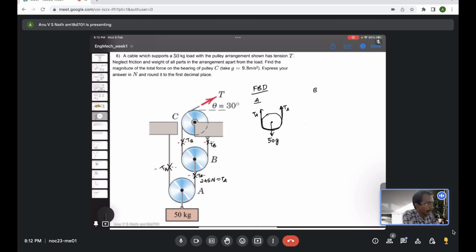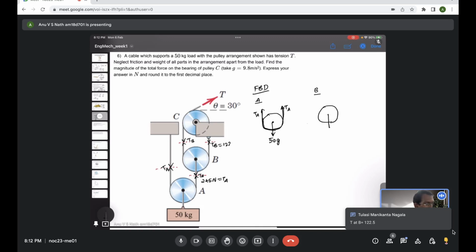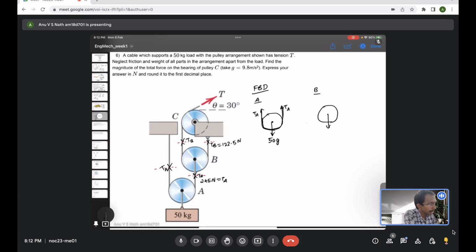Now for the pulley B, this is the case. There is no weight acting, but TB is also given as 122.5. Not given, somebody has evaluated it, Newton. Okay, so we will see whether that is correct or not. Yeah, in pulley B we have TA acting here, and TB here and TB here.